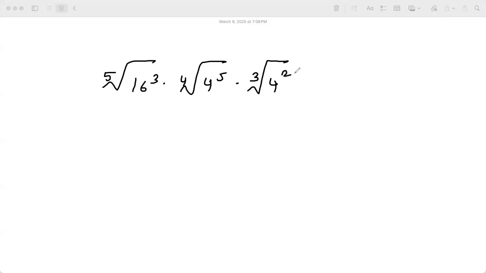Okay, let me keep going. This one we are having trouble with. Several of us are having trouble. I'm saying the 5th root of 16 cube times the 4th root of 4 power 5 times the 3rd root of 4 square. Can we try this one?